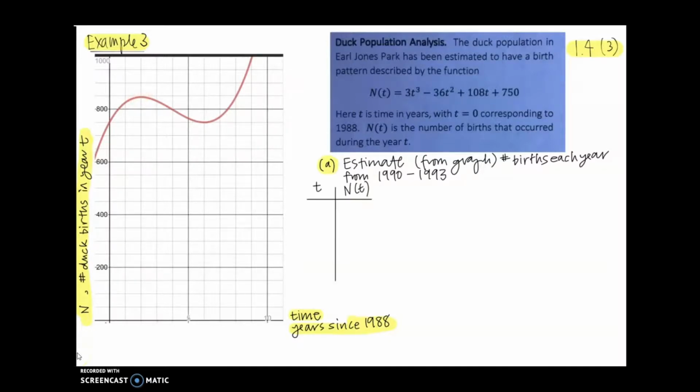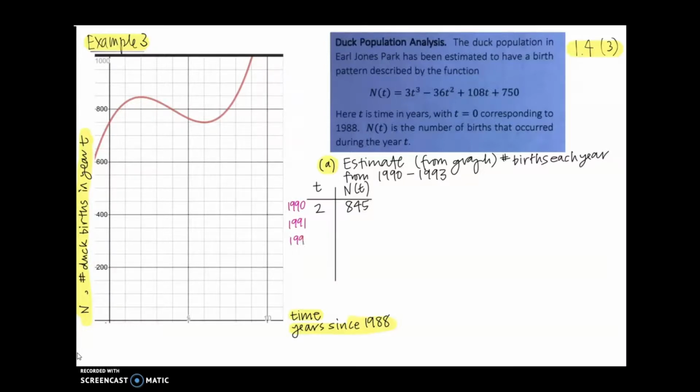So I hope each of you caught my mistake. When I said this was slightly below 900, there's no way that's true. This is not 900. I mean, if this is 800 and this is 1,000, 900 is like right here, right? So this is 850. So this is about 850. And so for t equals 2, we're slightly below 850, maybe 845. So when t equals 2, duck population is 845. And this is representing 1990. It's 2 years after 1988.